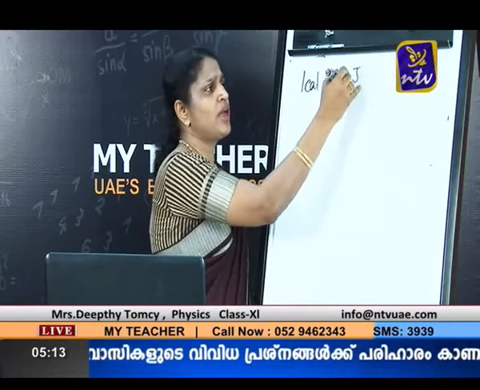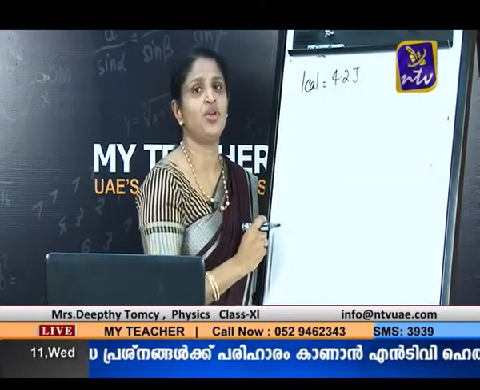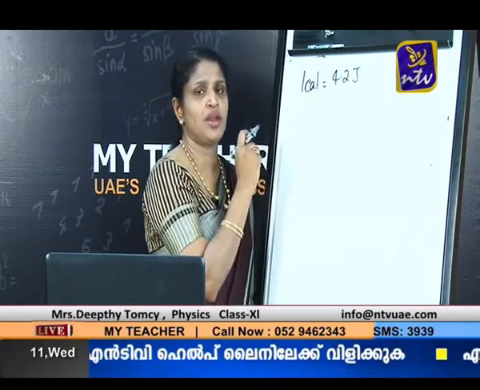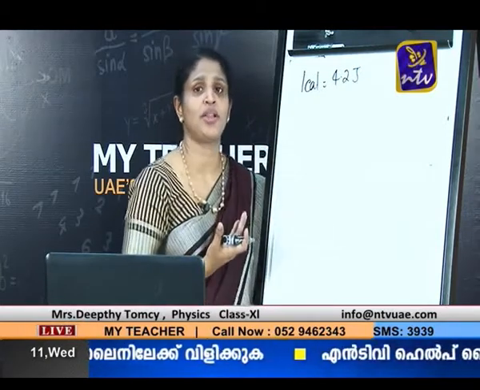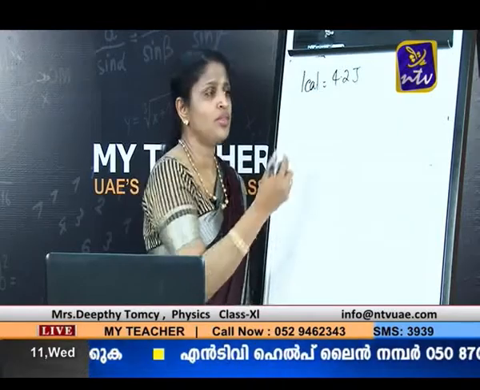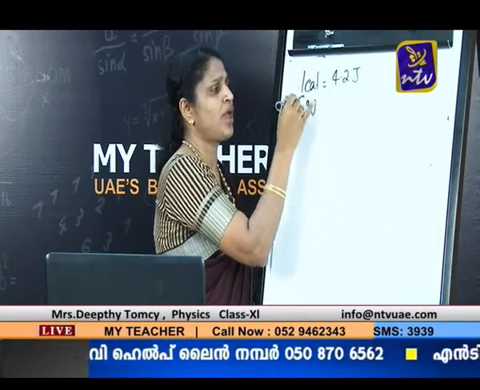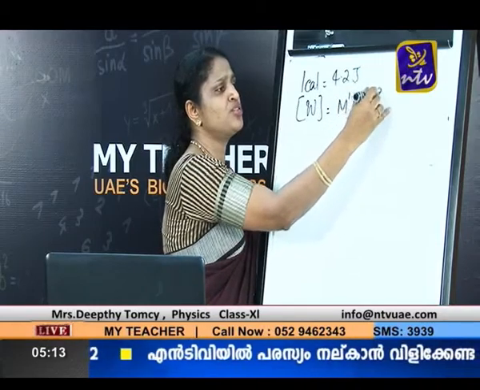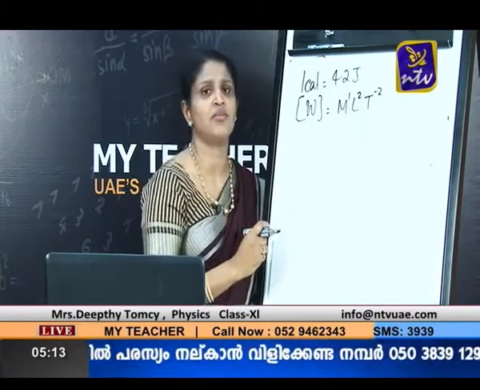We know very well that joules is the SI system unit of energy. So the unit of energy is joules, and energy is the capacity to do work. The dimensions of work can be written as M raised to 1, L raised to 2, T raised to minus 2. How do we get this dimension?